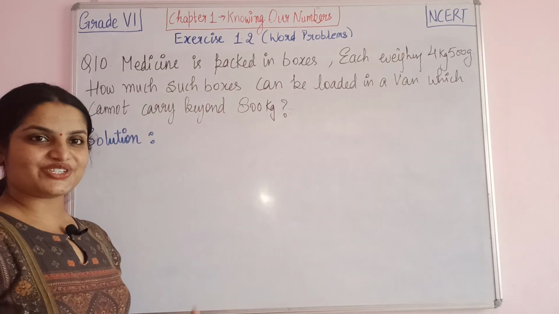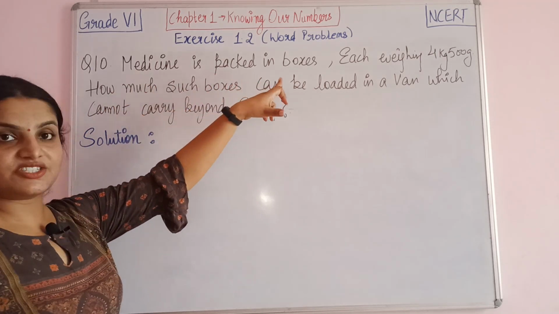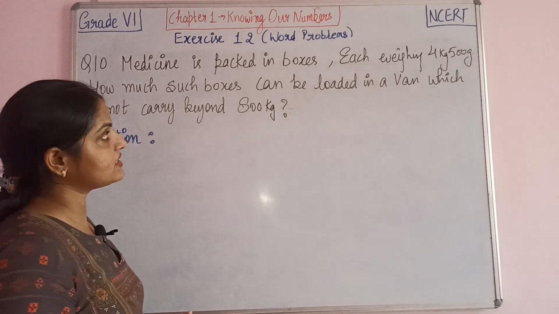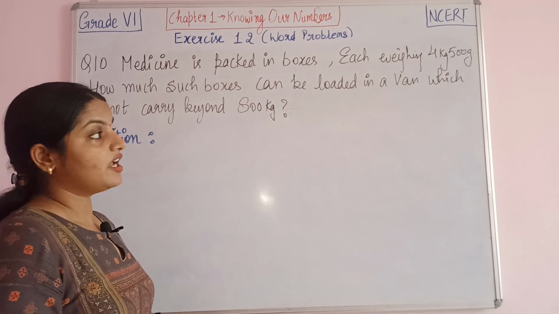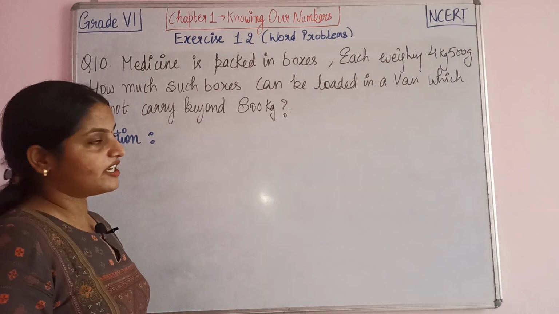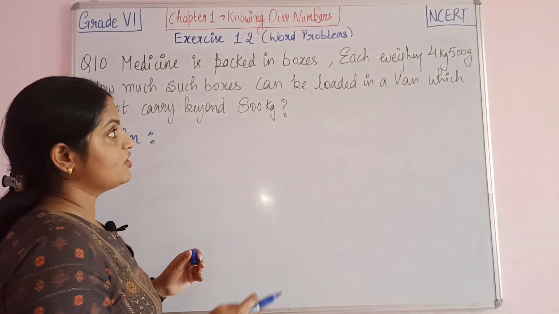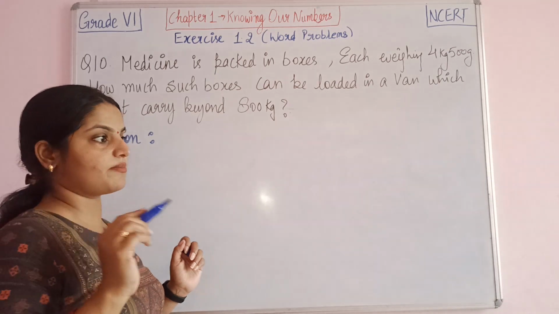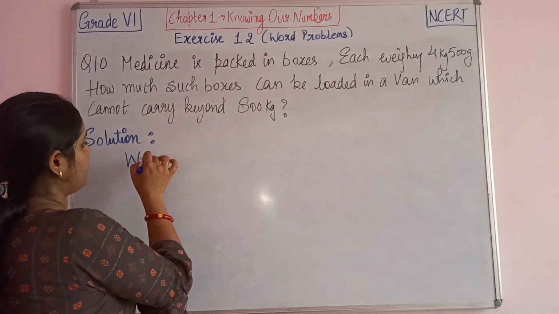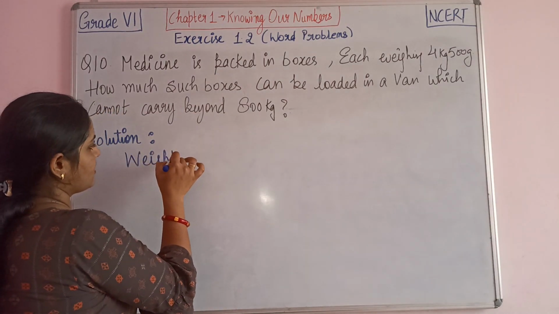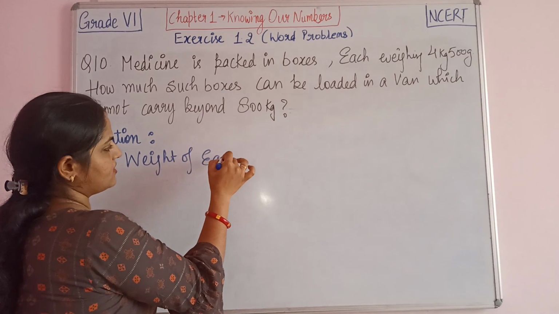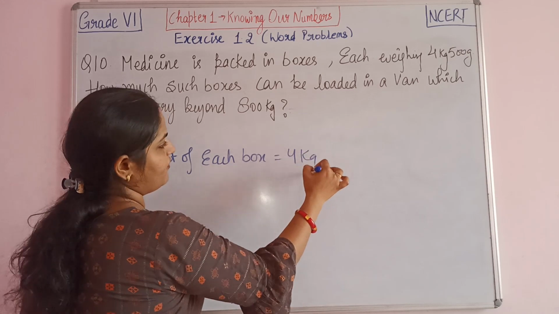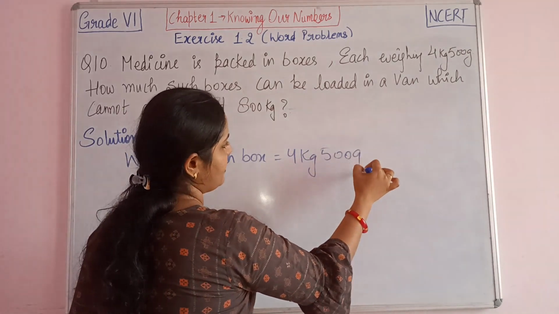I'm taking now question number 10. Medicine is placed in boxes, each weighing 4 kg 500 grams. How many such boxes can be loaded in a van which cannot carry beyond 800 kg? So what is the weight of each box? It is 4 kg 500 grams. So let's write down: weight of each box is 4 kg 500 grams. What we have to do here?